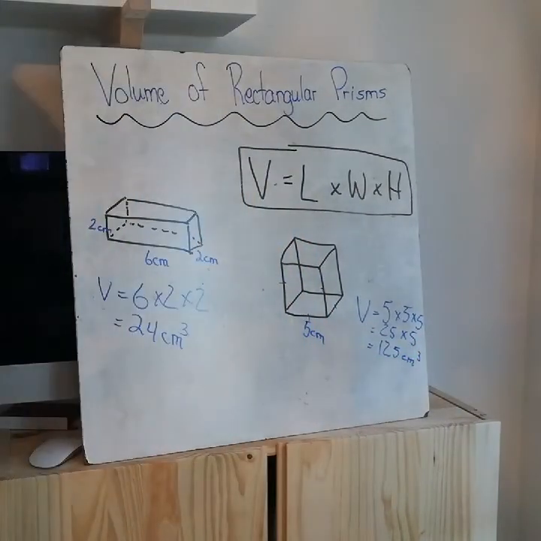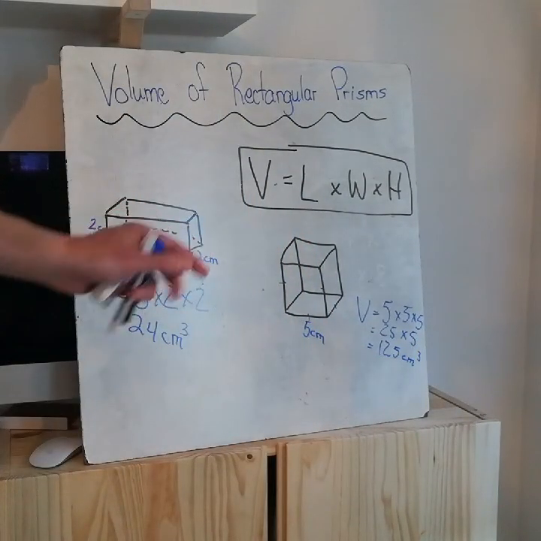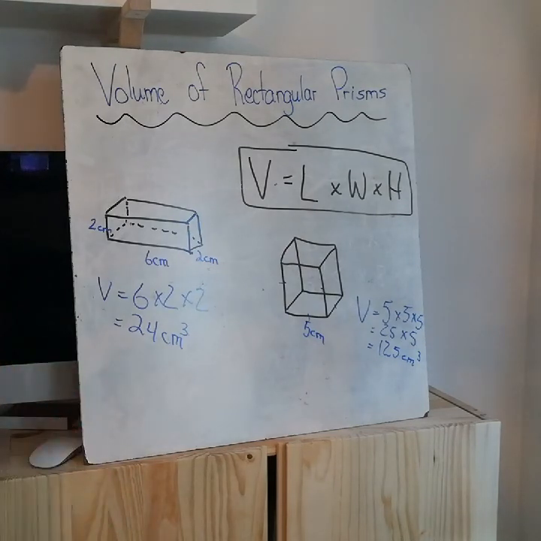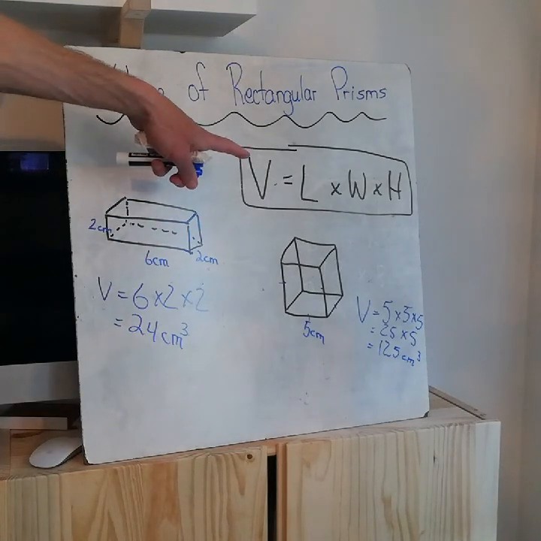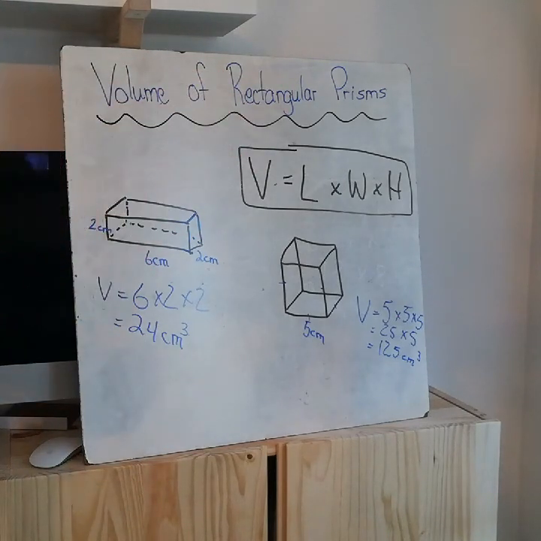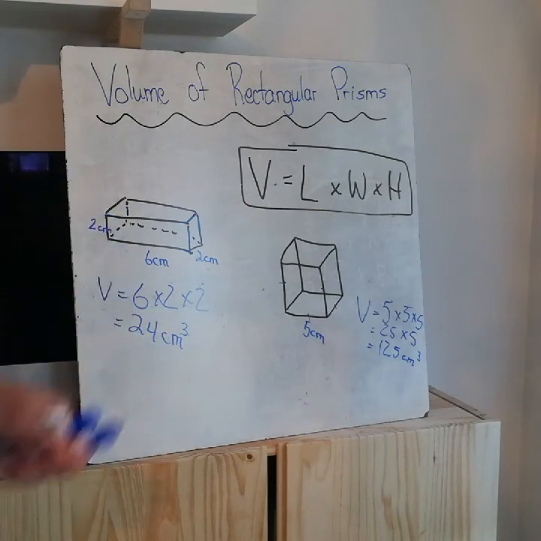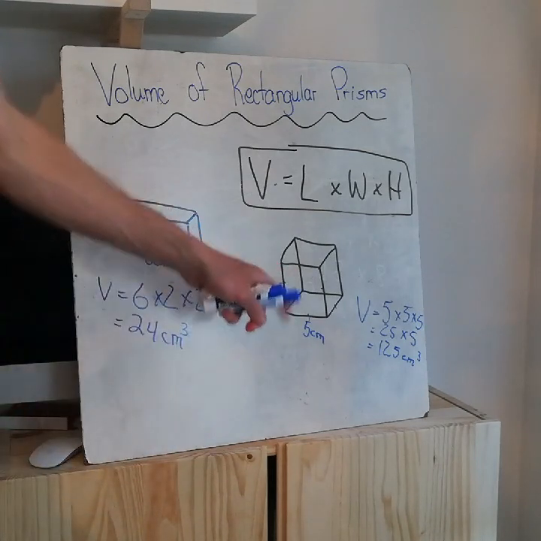cubed. So if you ever get big numbers like that and you're not sure, you can always check on your calculator what the answer is. So it should be simple: 3-dimensional length times width times height for volume of a rectangular prism or a square cube.